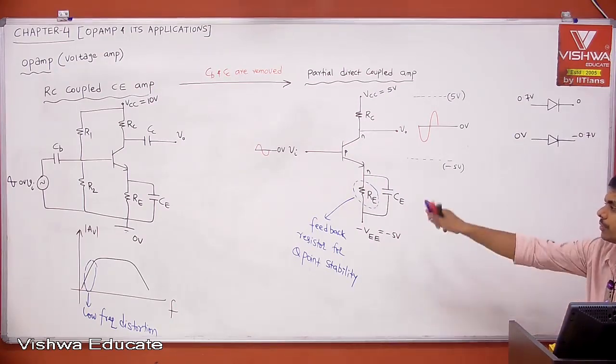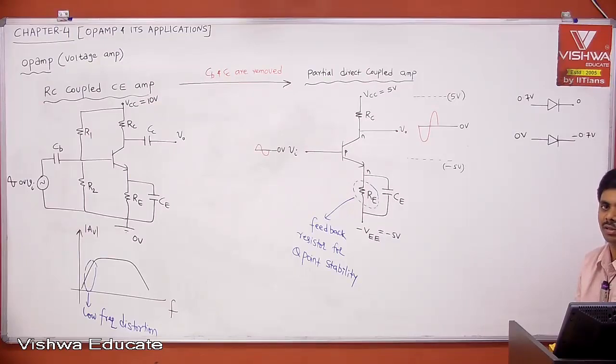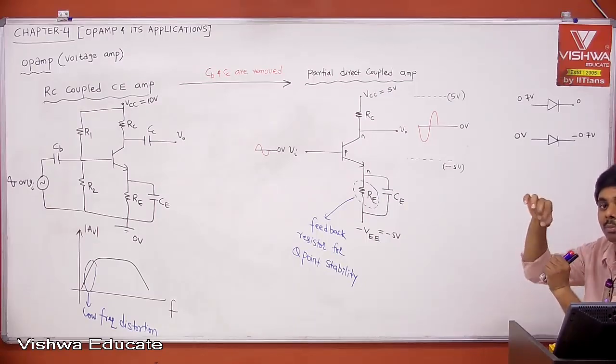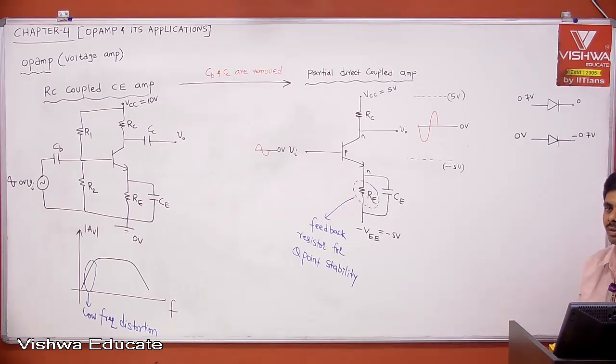But whatever we had seen, all are single-ended amplifiers. What do you mean by single-ended amplifier? Applying input with respect to ground, taking output with respect to ground. That is what is called single-ended. But a differential amplifier is nothing but applying input between two terminals, meaning the difference of these two terminals will be amplified. That is what is our differential amplifier.